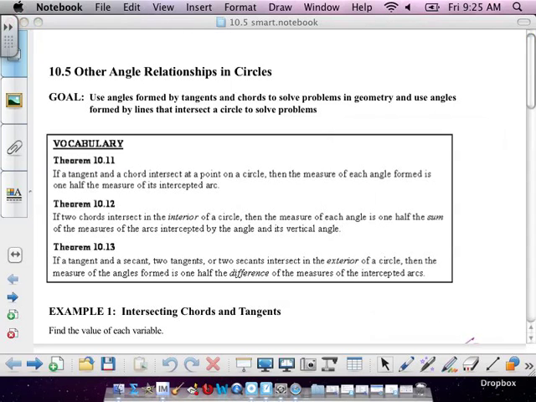Alright, ladies and gentlemen, we've got 3 new theorems today. If a tangent and a chord intersect at a point on a circle, then the measure of each angle formed is 1/2 the measure of its intercepted arc. And we drew a picture of that earlier.